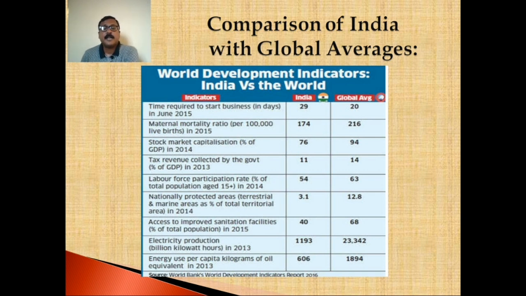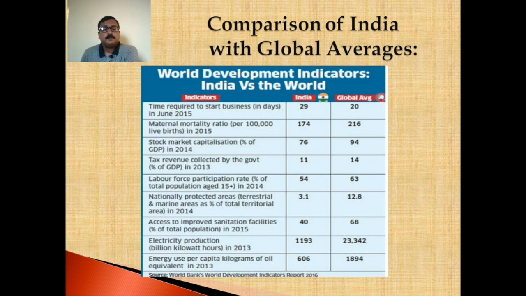Stock market capitalization, India it is 76, global average is 94. In this we are lagging behind. Tax revenue collected by the government in India it is 11% of GDP, whereas the global average is 14% of the GDP. Labor force participation rate in India it is 54, global average is 63.